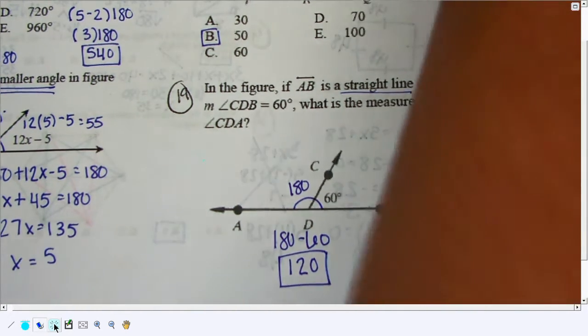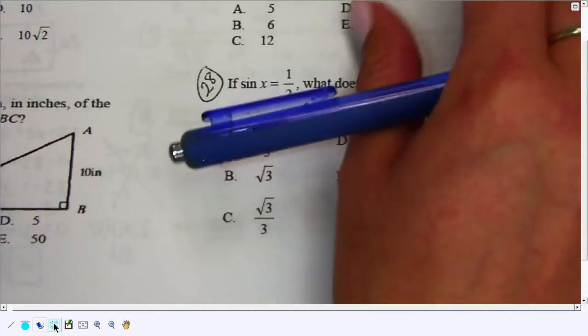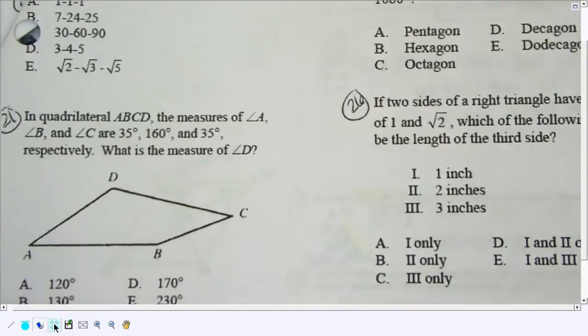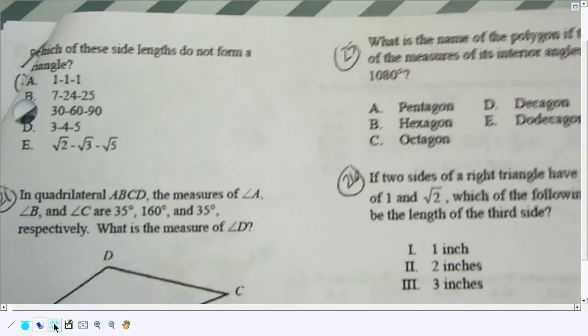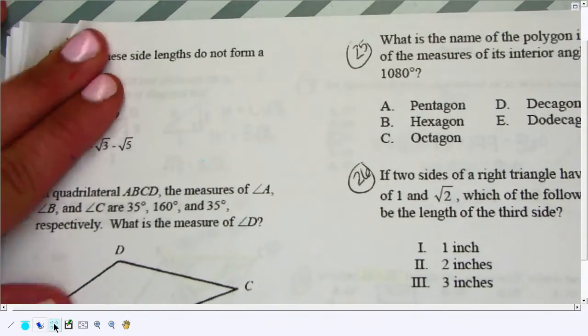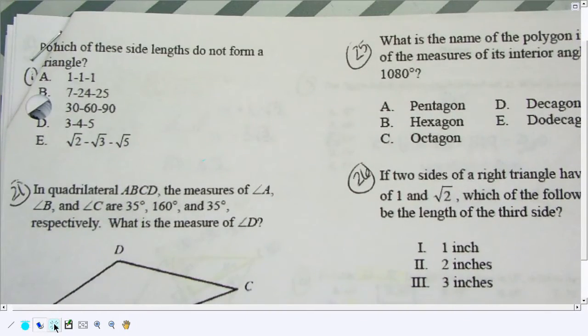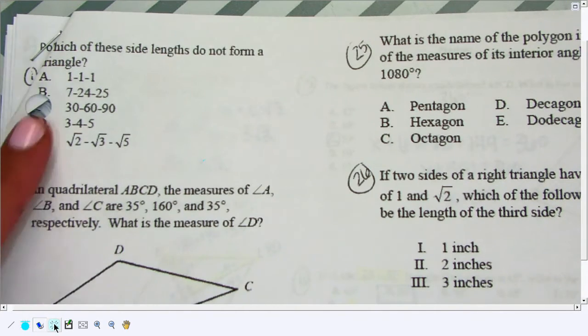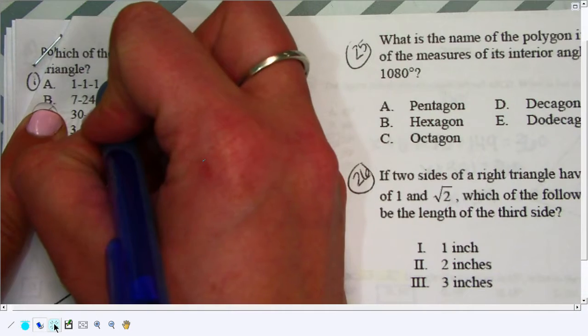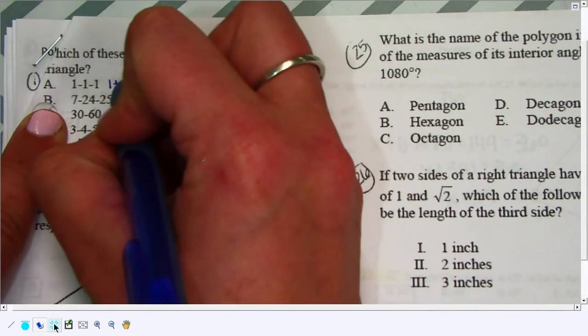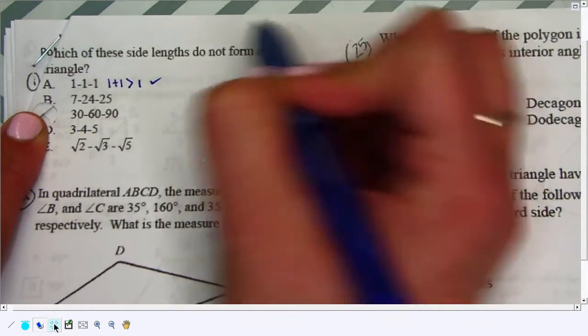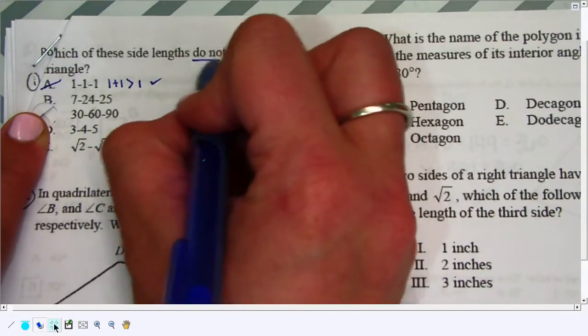All right, last page. Hopefully these are getting a little bit easier as you go. All right, we're looking for which side lengths do not form a triangle. So remember, to form a triangle, you must add the two smallest sides, and they must be greater than the largest. So 1 plus 1 is 2. 1 plus 1 has to be greater than 1, and it is. So it's not A. We're looking for the ones that don't work.